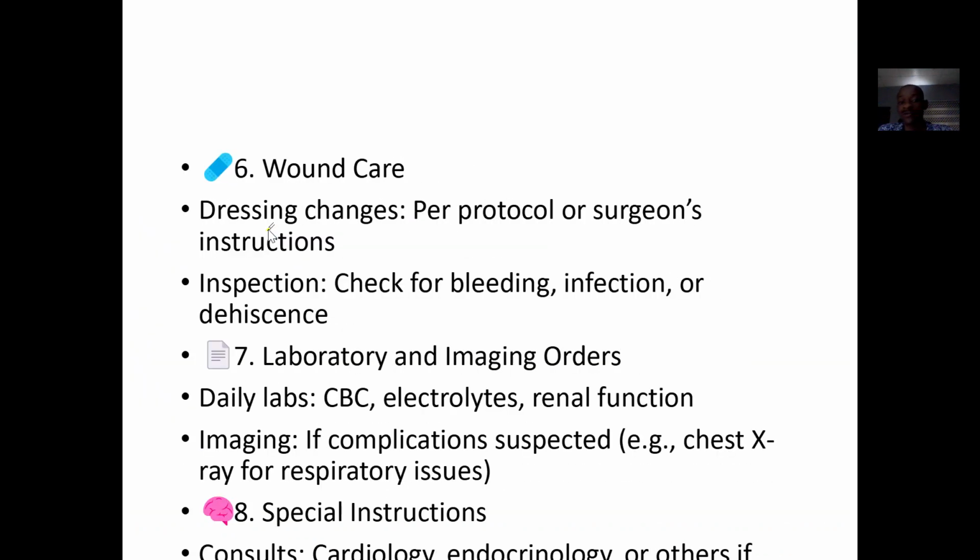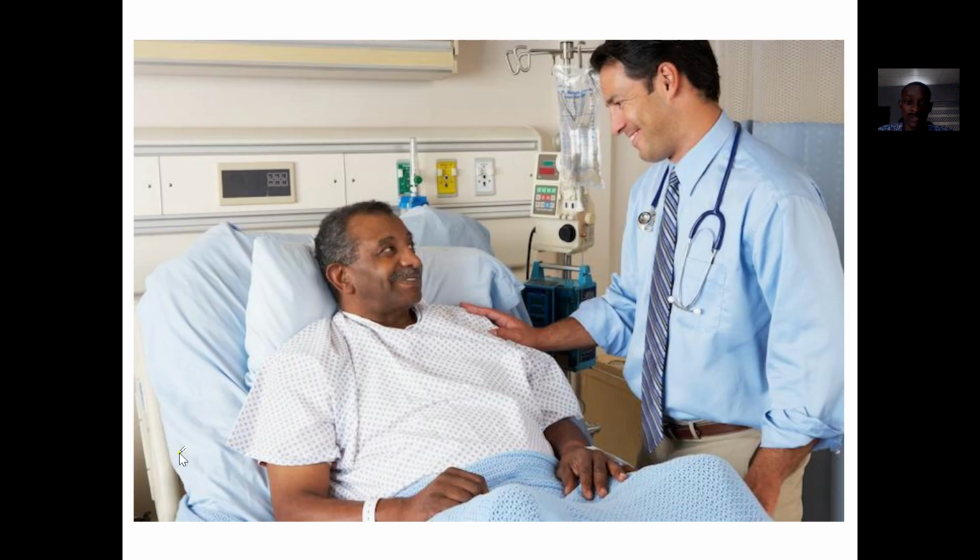Then wound care, where they do it daily or sometimes twice a day: dress the wounds, check for bleeding, check for infections. Then they can continue doing some laboratory tests like imaging, complete blood count, and electrolytes. Now that they have treated you, they are trying to monitor how you are recovering from the condition. All right, so that's what we got for this.